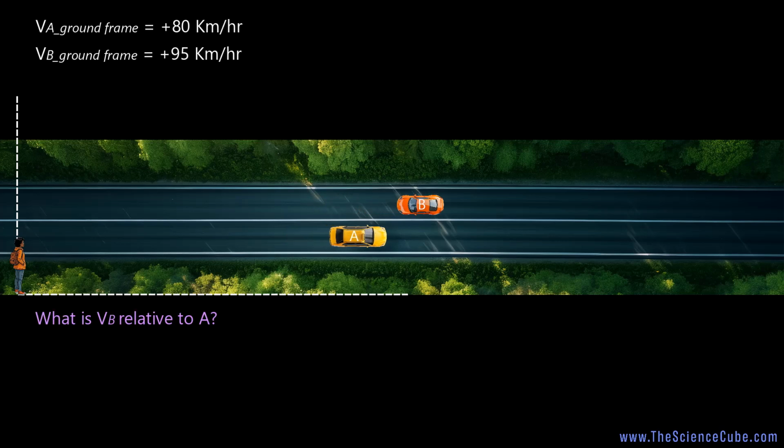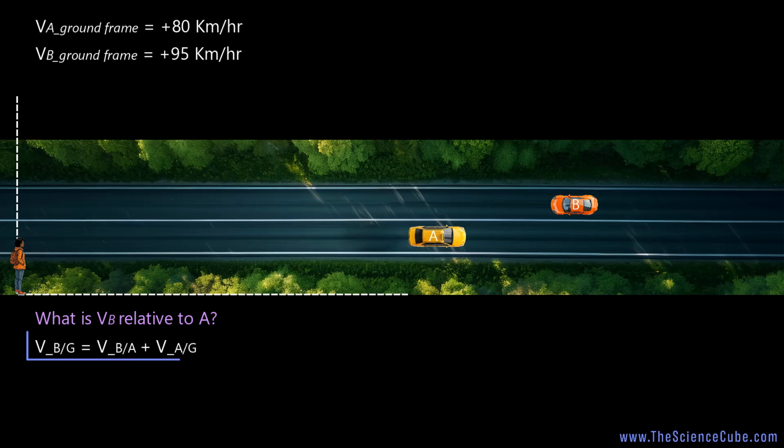So let us say you are in car A and the other is car B. Then using the earlier equation, we can modify it for this situation to write, and how you should read this equation is VB/G is the velocity of B relative to the ground. VB/A is the velocity of B relative to object A. And VA/G is the velocity of A relative to the ground. And remember, this is an equation, so you can move terms left and right.